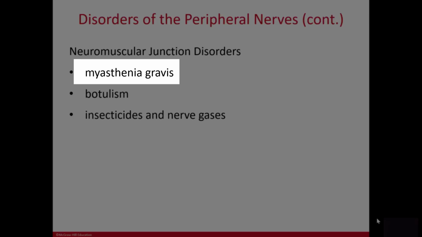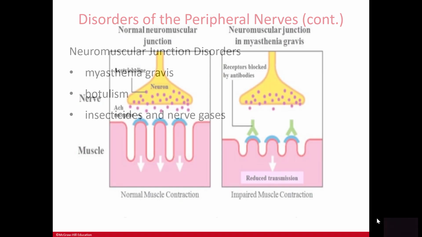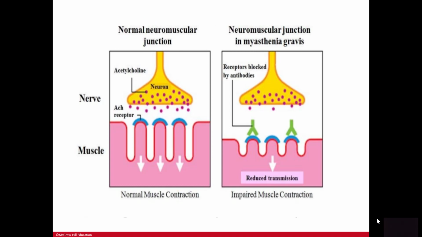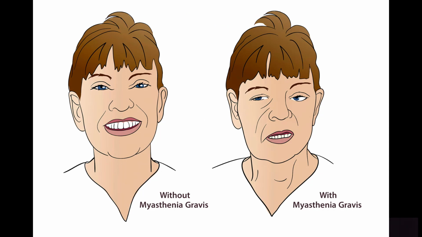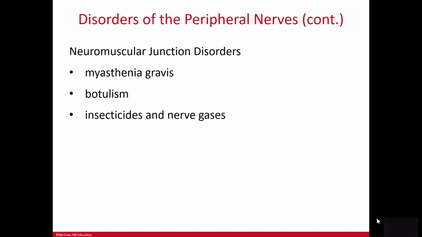In myasthenia gravis, the receptors for ACH are blocked and the skeletal muscles cannot contract. The characteristic symptoms are drooping eyelids, weak eye muscles, difficulty talking and swallowing, and muscle weakness in the limbs.